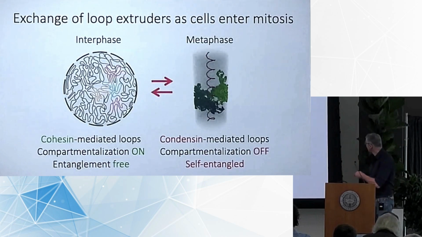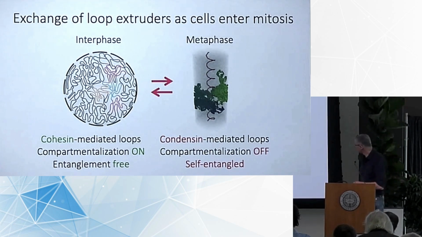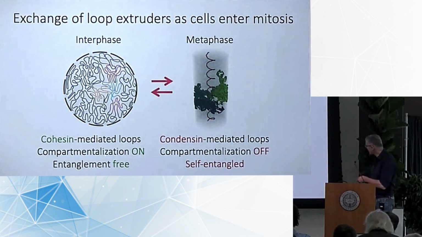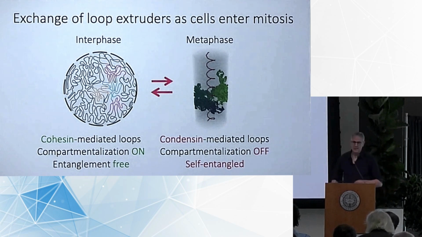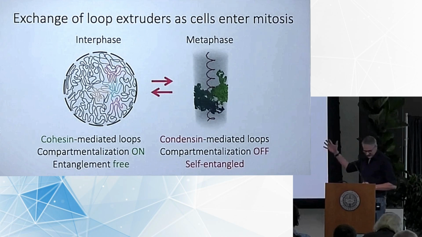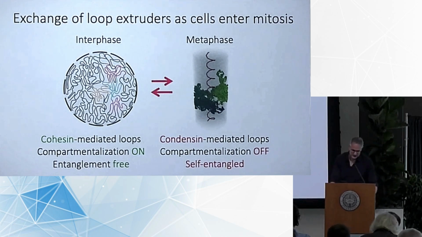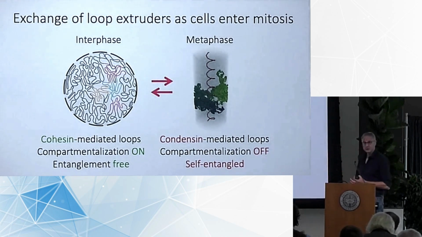I just gave you one example of the transition from interphase to metaphase, focusing just on the cohesin-condensin switch and how that is implemented. But obviously there are other things happening. Compartmentalization is turned on and off, entanglement is somehow controlled. So there are many other interplays that need to be explored, but this illustrates the power of such a system to study these things. Also, I just described 3 rules of engagement.